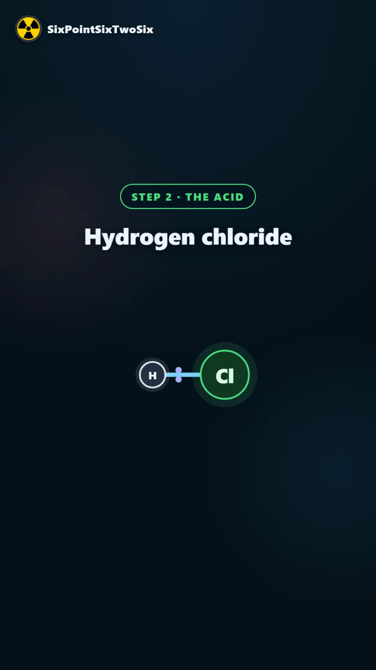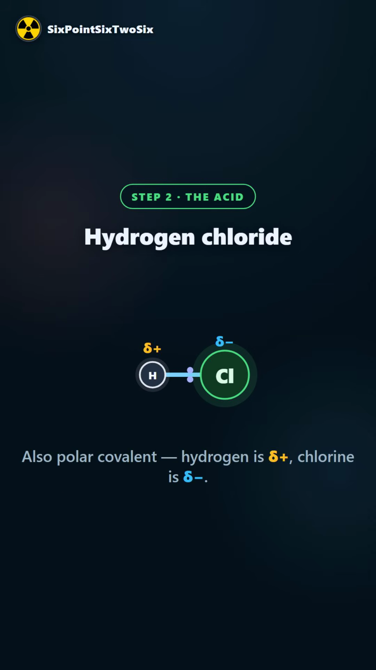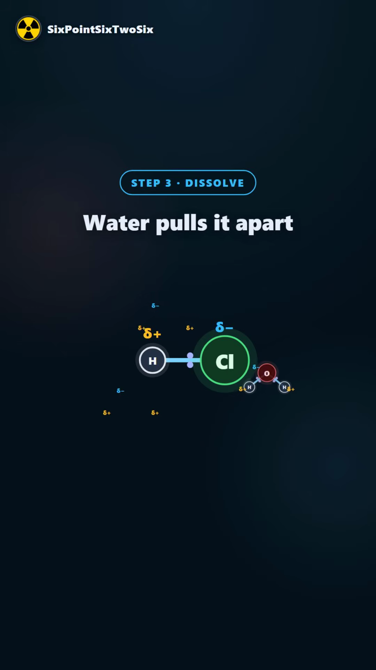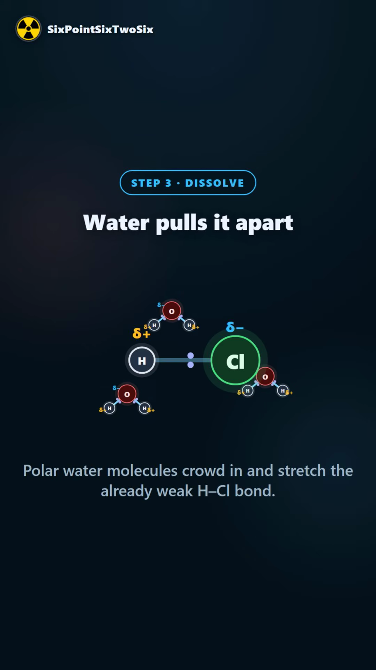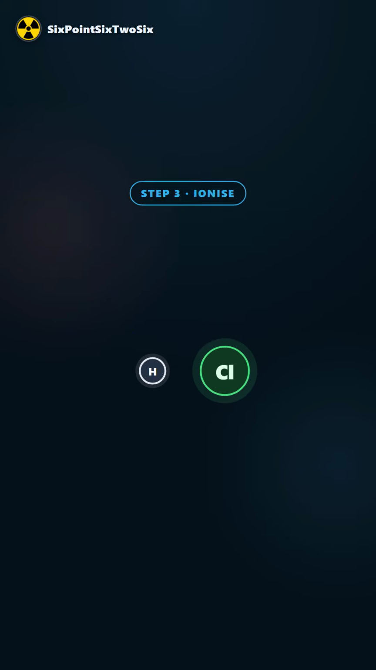Here's our acid, hydrogen chloride. Its bond is polar too. Chlorine pulls the electrons, so hydrogen becomes delta plus and chlorine delta minus. Drop it into water. The polar water molecules crowd around and pull hard on the weak bond, stretching it more and more until it snaps.